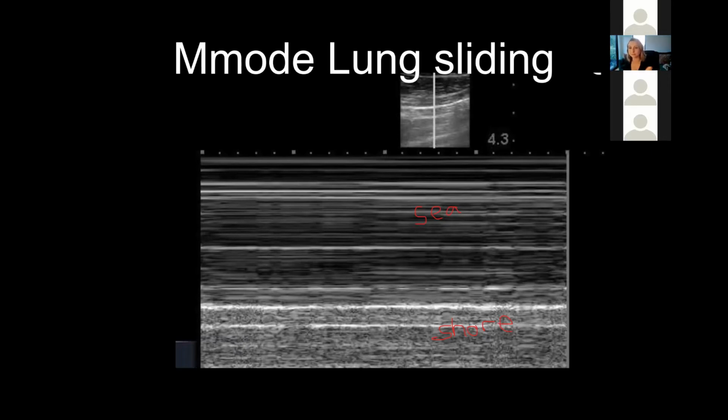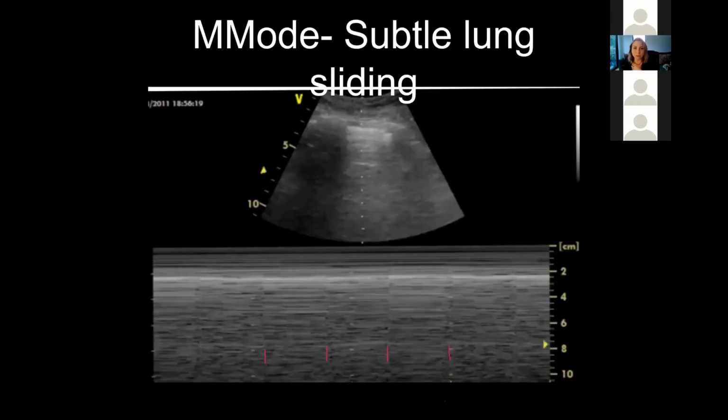Now, sometimes that difference is very subtle. If someone's got very sticky lungs, ARDS, or is having very small tidal volumes from ventilation, that can be quite difficult to pick up. So we can rely on something called a lung pulse or T lines. So here we've got still an M mode image. It's a little bit speckly down here compared to the top, but if you can see, I've marked them in pink, these lines. So every time there is a heartbeat, there's just a little bit of a slide that's being picked up by the M mode. And so that shows that there is lung sliding. There is an interface between those two, that parietal and that pleural layer.